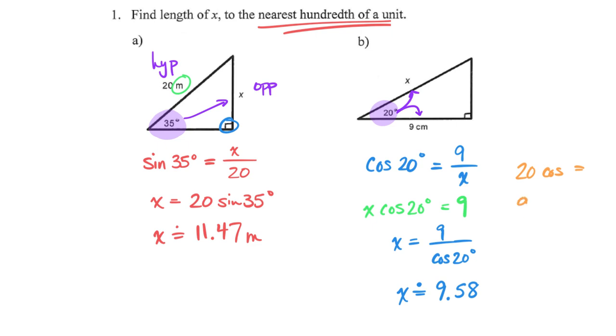Now, punch in 9 divided by, and here's where that answer button comes into play. If you can punch in your previous answer, now that should get you to your 9.58.